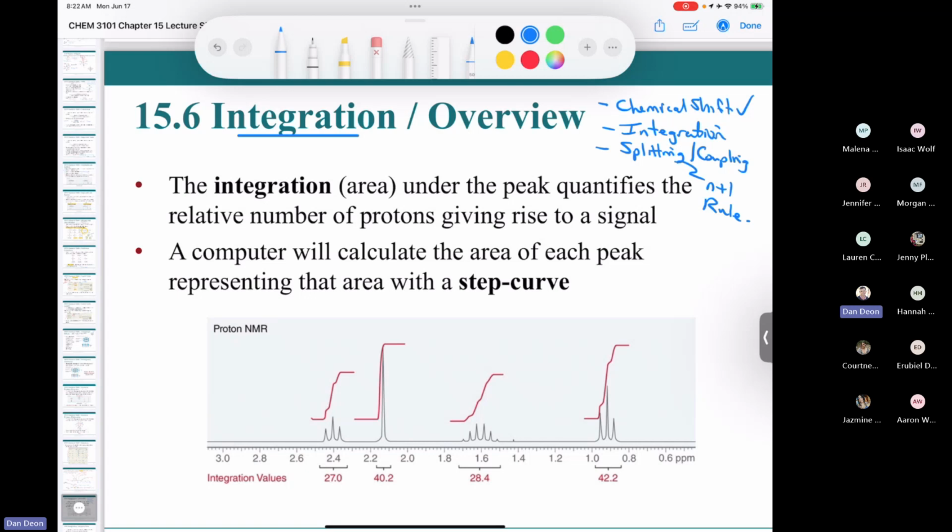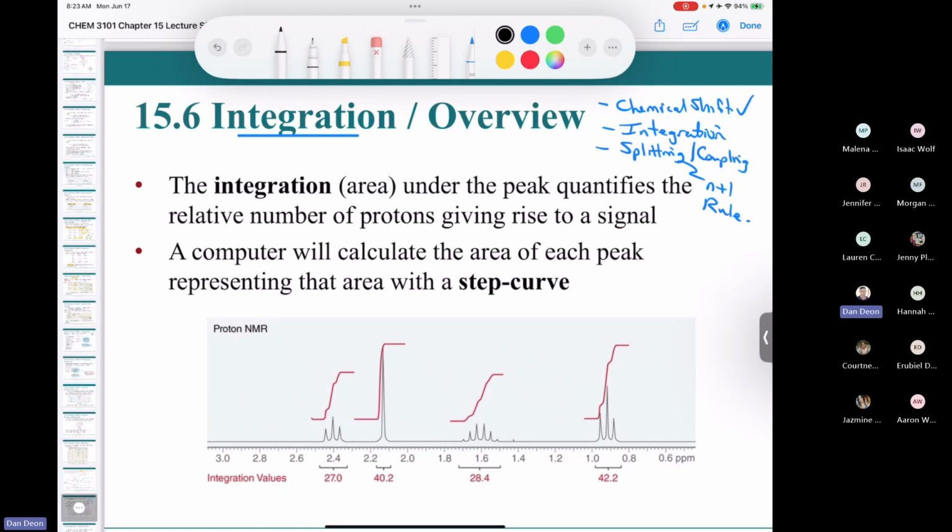So now that we have an idea about chemical shift, different protons are going to have different chemical shifts. It means their number in parts per million is going to be different because they resonate at different frequencies. If you go back to the whole idea that energy is proportional to frequency, which is proportional to the magnetic field, we understand why protons resonate at different frequencies. But now we're going to move on to some more information that we can get from our NMR spectrum, and that is integration. It says here that the integration, which is the area under a peak, quantifies the relative number of protons giving rise to a signal.